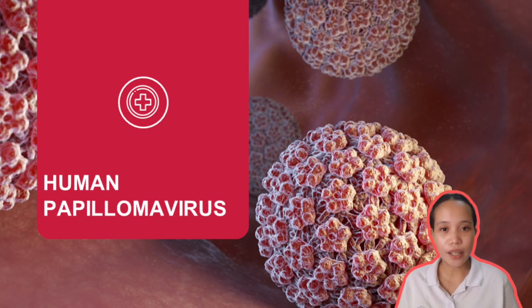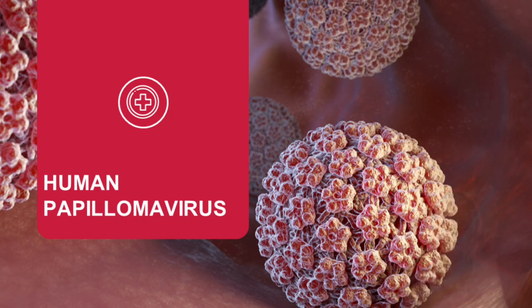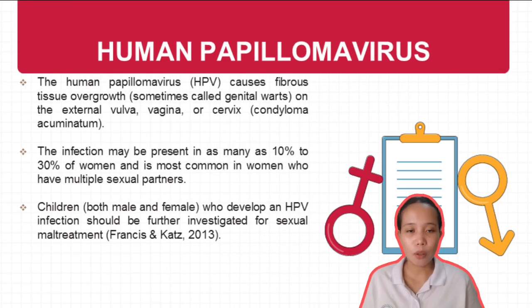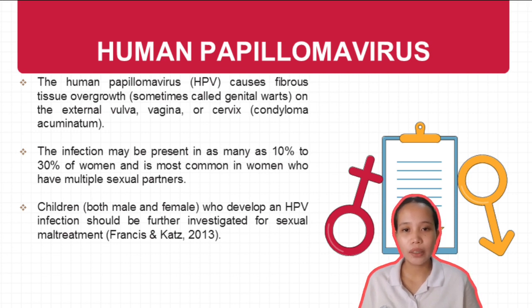And the last disorder that I am going to discuss is the human papilloma virus. The human papilloma virus, HPV, causes fibrous tissue overgrowth, sometimes called genital warts, on the external vulva, vagina, or cervix. The infection may be present in as many as 10% to 30% of women and is most common in women who have multiple sexual partners.